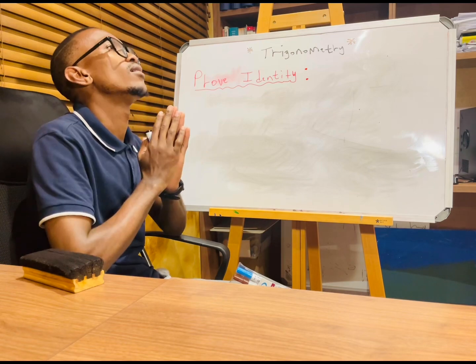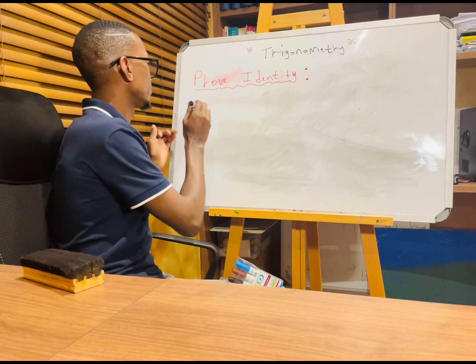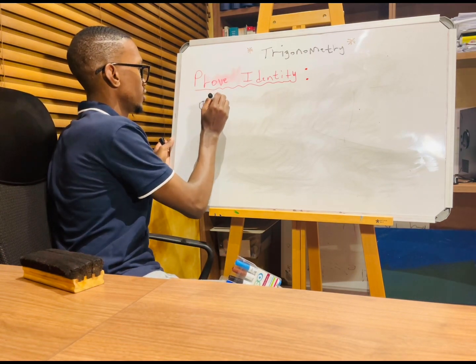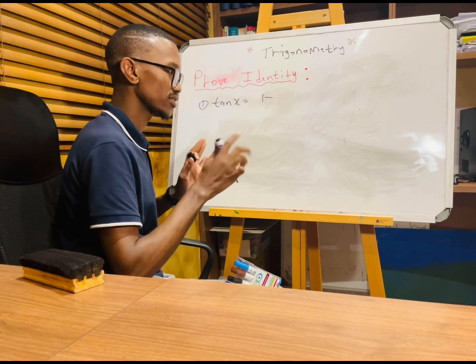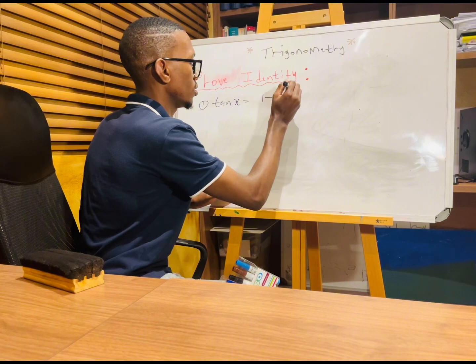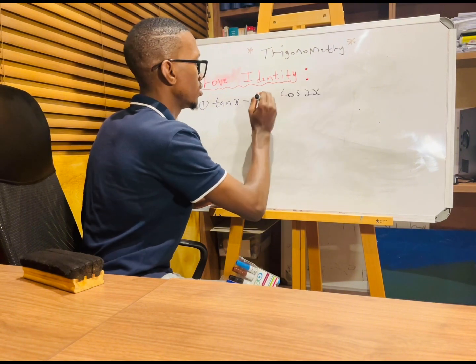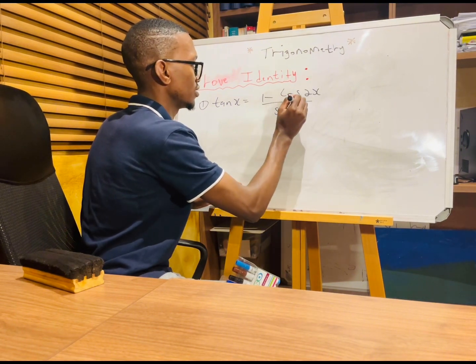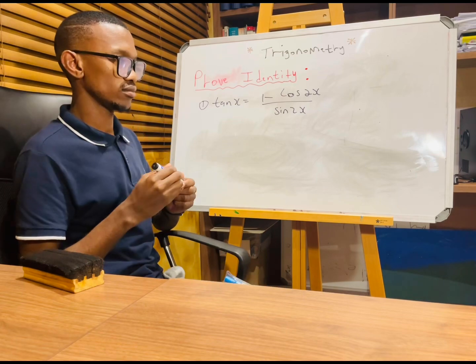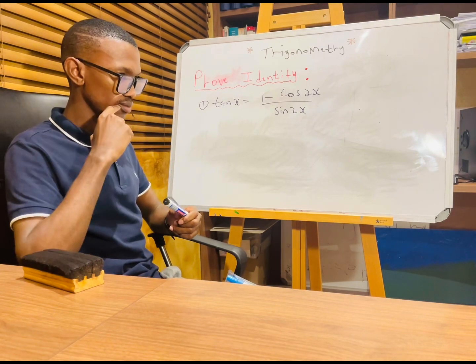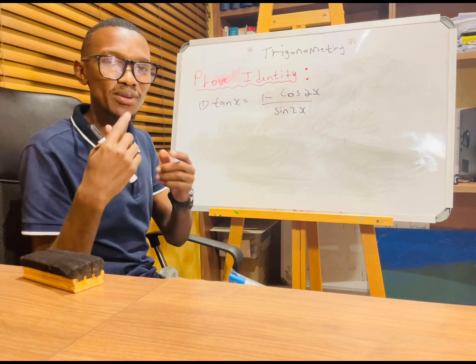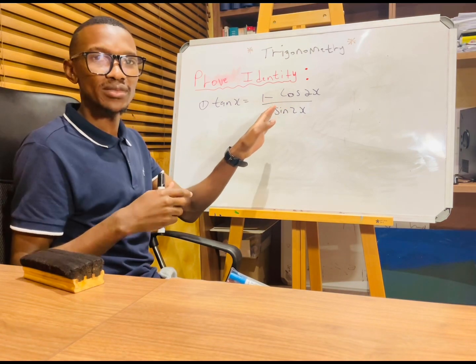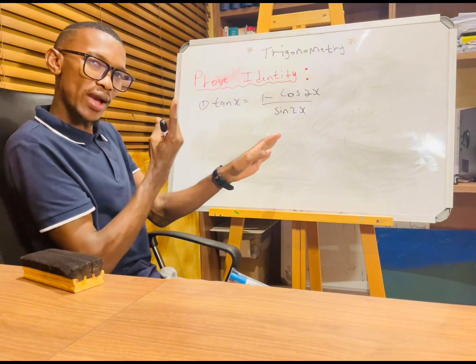Okay. It was tan x equals 1 minus, relax, cos 2x over sine 2x. It is, right? If ever you think that maybe there's something missing, you can just go back there.